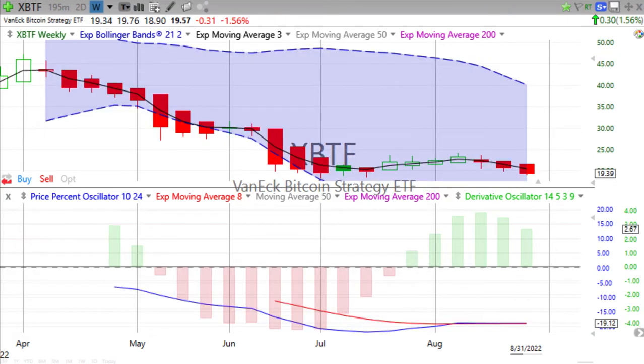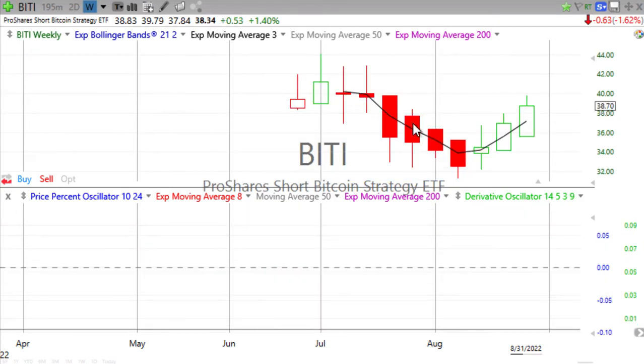I would encourage you that if you're going to trade it, since it is such a new product, you don't have much when it comes to being able to go back in time and see. You don't even have anything setting up on the PPO.